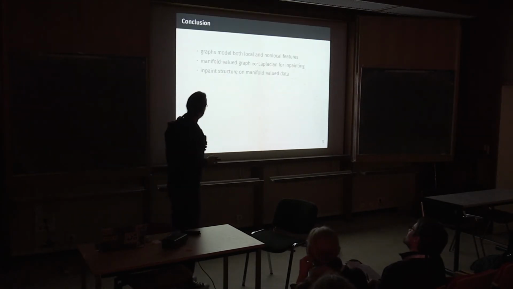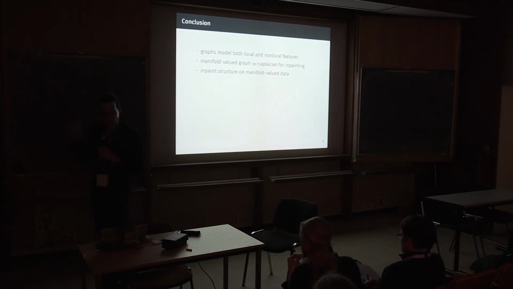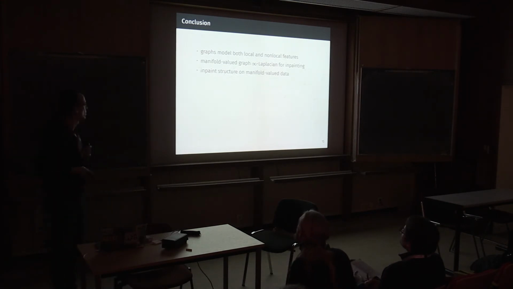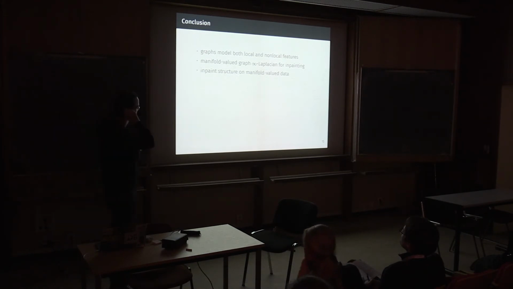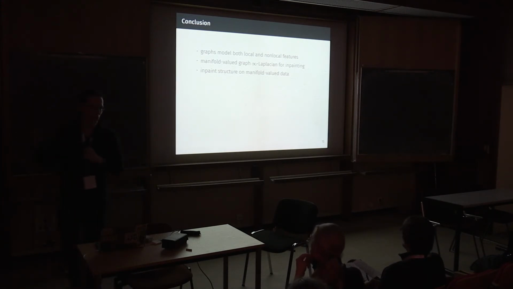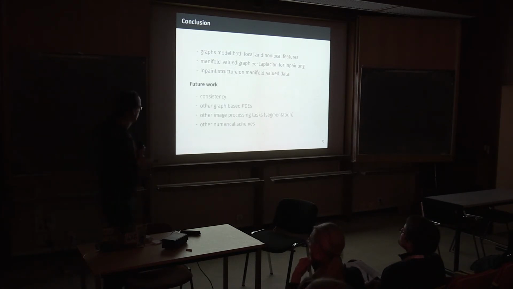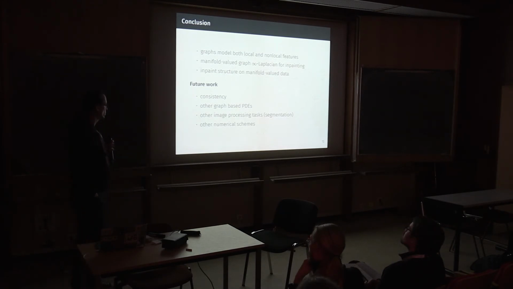So to conclude, with graphs we can model both local and non-local features that are required for inpainting. We derived a manifold valued graph infinity Laplacian for inpainting structured data on the manifold, which works quite fine if there's enough structure present. And the next thing is, well, it's more like a vague motivation why this works, and it works quite well. But we don't have consistency, we don't have an automatic way to choose a step size, so those are the next things we want to do.